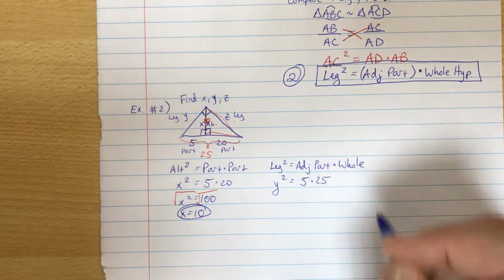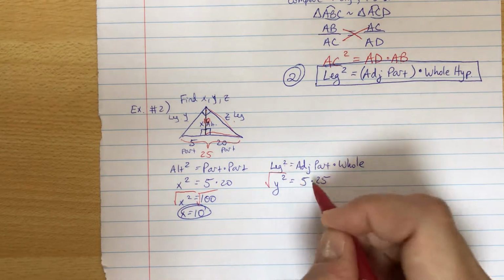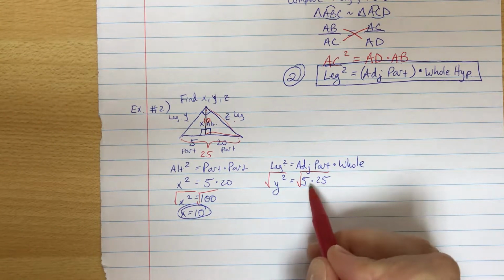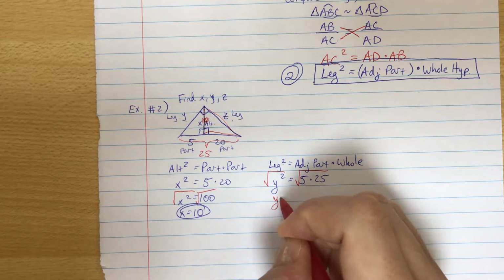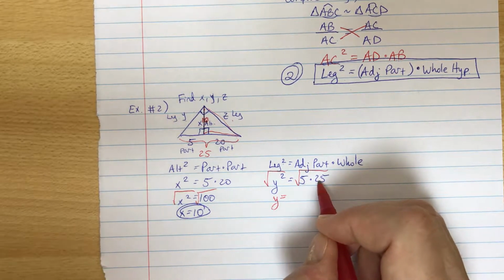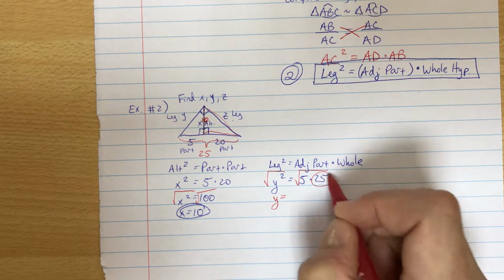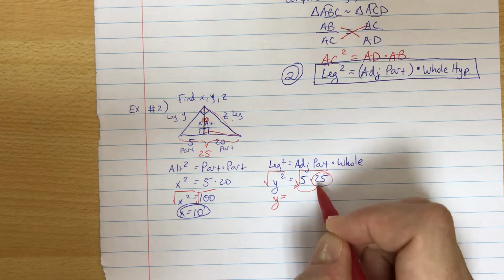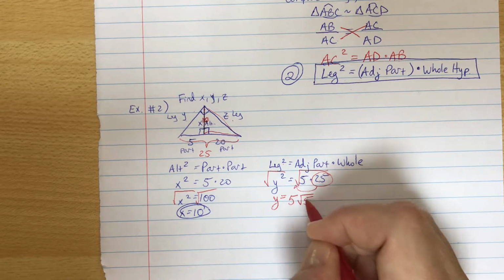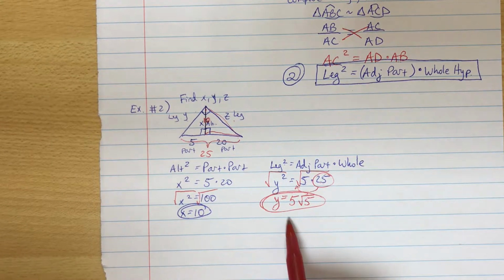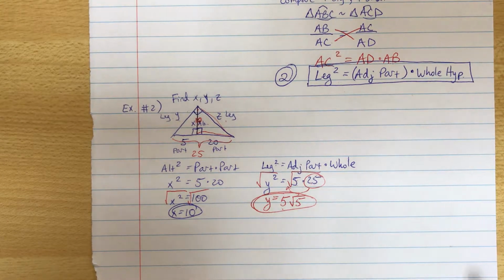So 5 times 25. Now, to solve this, we're going to need to take the square root. You'll notice I didn't even multiply this yet. It's because I look at this and I know 25 is perfect. So if I take the square root of the whole thing, since that's a perfect square, I can pull that out. The square root of 25 is 5, and what's left underneath is still this 5. So we get y is equal to 5 square root 5. That's a good answer. That is simplified.